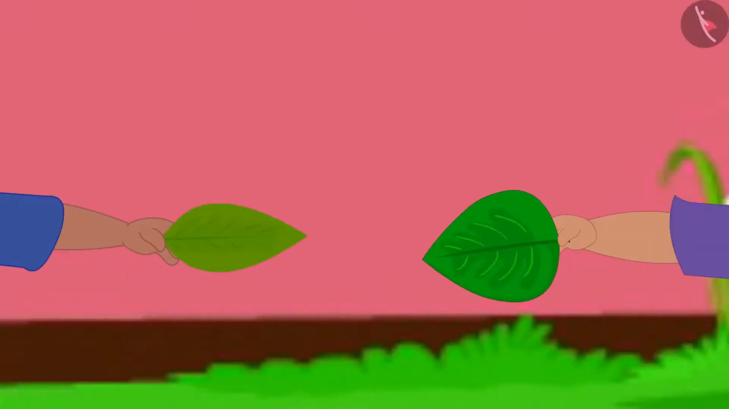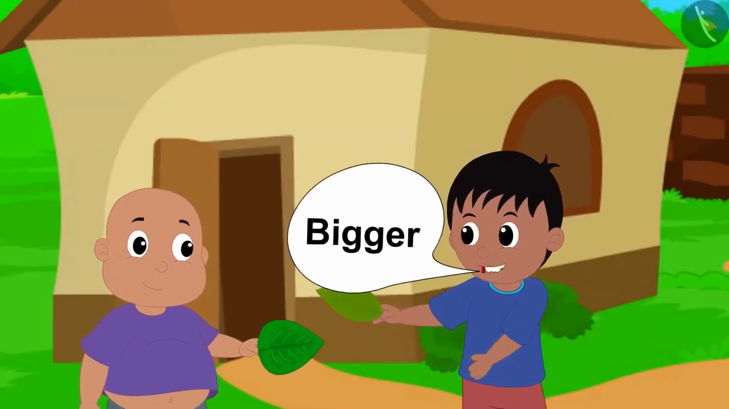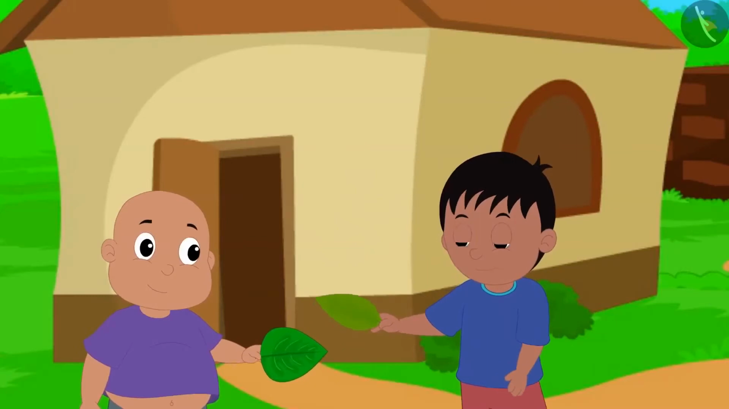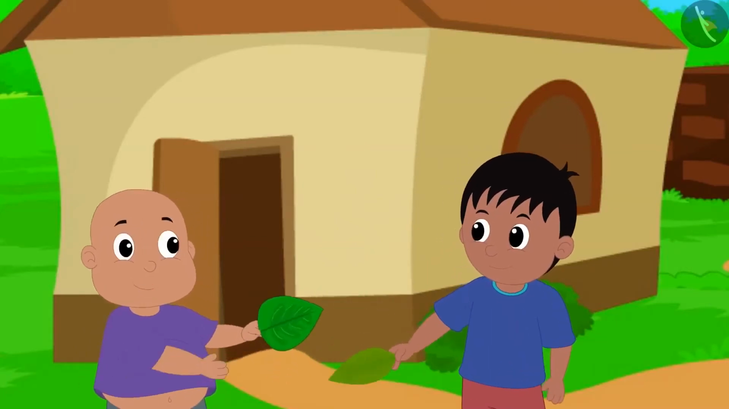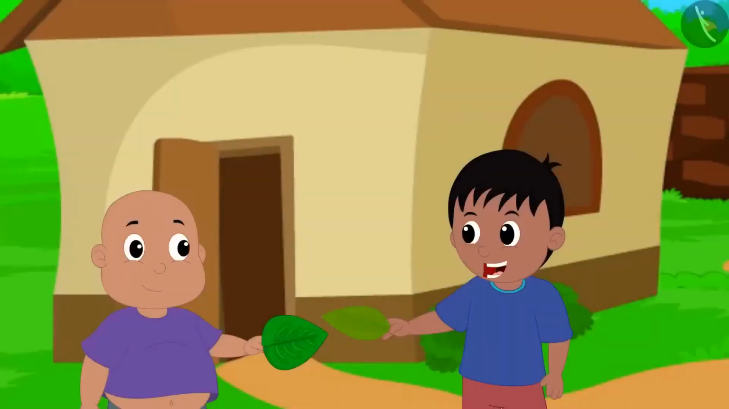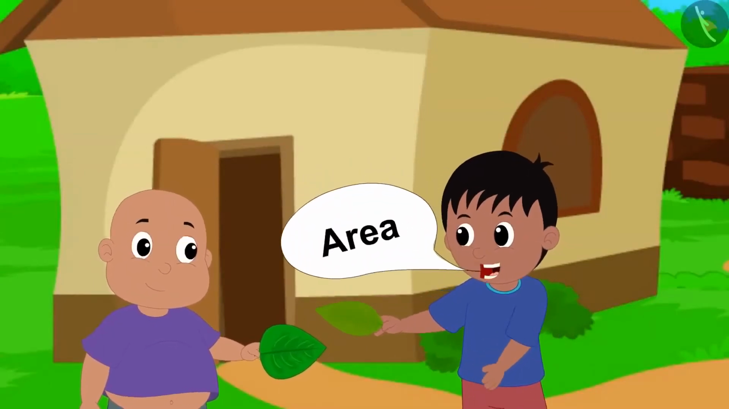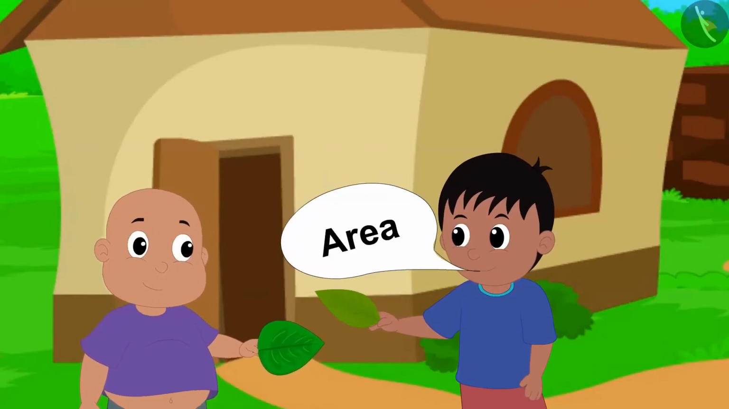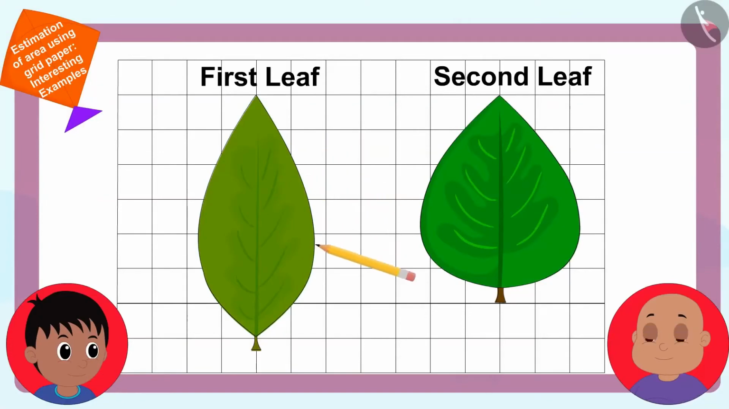Both Bablu and Raju found one leaf each. Bablu, we should use the bigger of these 2 leaves to make our painting, Raju told Bablu. But how will we find that out? Bablu asked Raju. All we need to do is to find the area of these 2 leaves. The leaf which has more area is bigger. Saying this, Raju created outlines of both the leaves using a pencil on a grid paper.